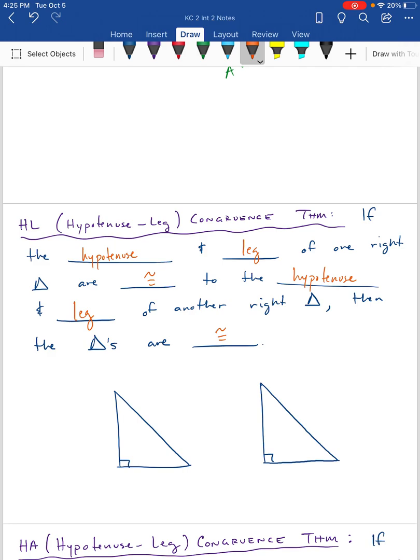Okay, so I'm going to show you that on a picture. If the hypotenuse, remember the hypotenuse is always across from the 90-degree angle. So if these two hypotenuses are congruent and one of the legs is congruent, so let's say that this bottom leg is congruent to this bottom leg, then everything inside of these two triangles has to be congruent. That's the hypotenuse leg congruence theorem.